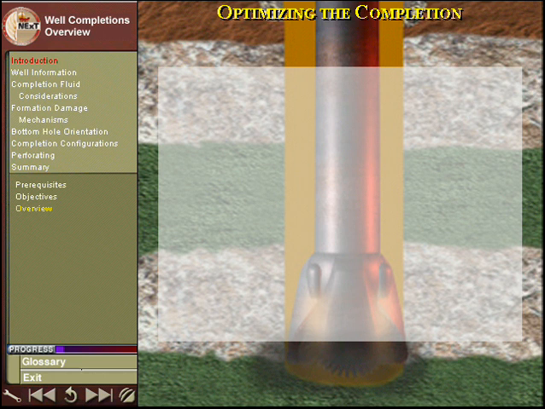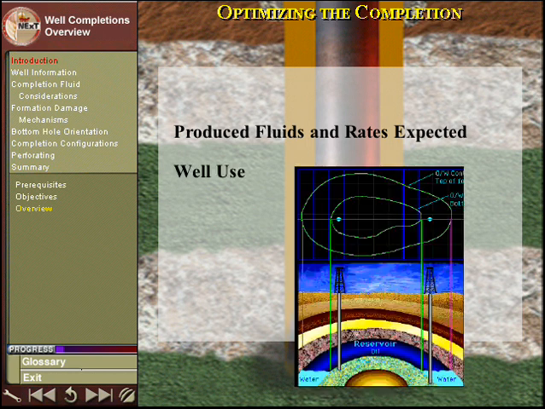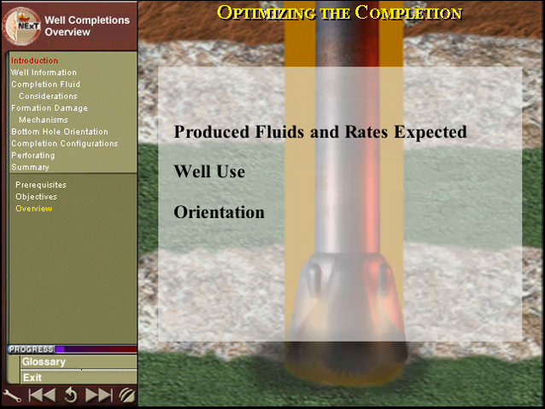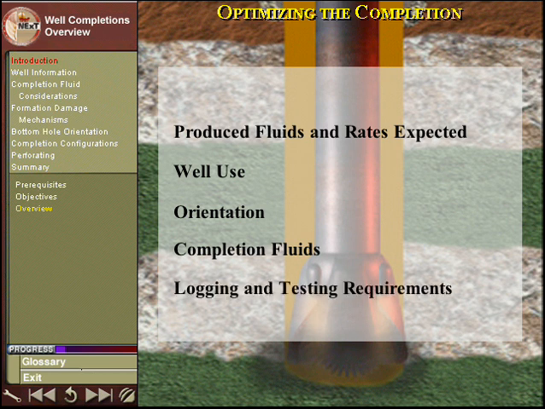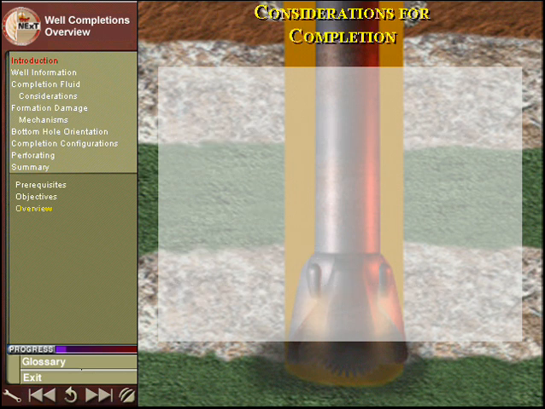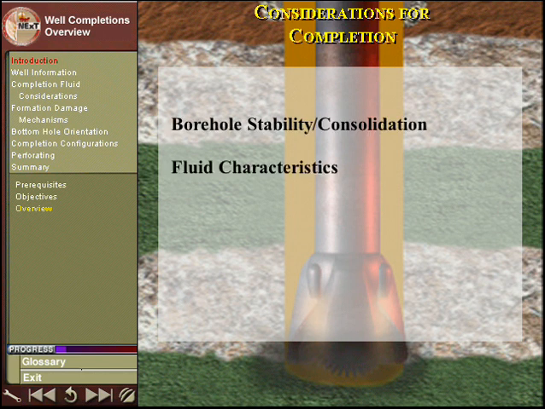To optimize the completion, it must be consistent with the produced fluids and rates expected, the anticipated use of the well over the field life cycle, bottom hole orientation, completion fluids, and logging and testing requirements. The well completion has an impact on, or is impacted by, borehole stability or consolidation, characteristics of fluids exposed to the reservoir, depth of filtrate invasion, and hardware such as casings, cementing, and completion equipment.